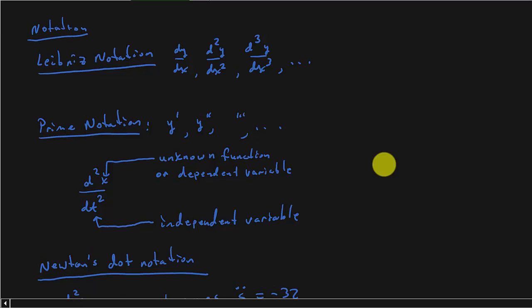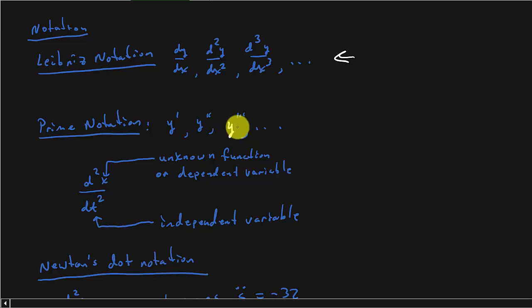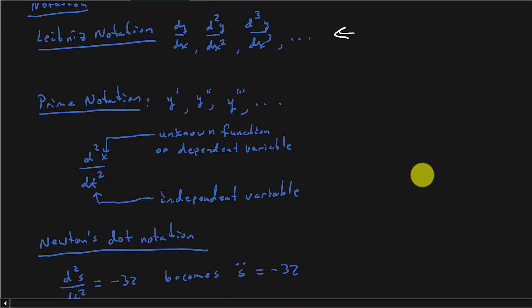So let's look at the notation. So we've got Leibniz notation. That's where we would write the derivatives like this, dy dx, and then the second derivative of y with respect to x, and third derivative, and so on. And then we've got the prime notation. We've got y prime, y double prime, and y triple prime. Okay, so that's just different notations there.